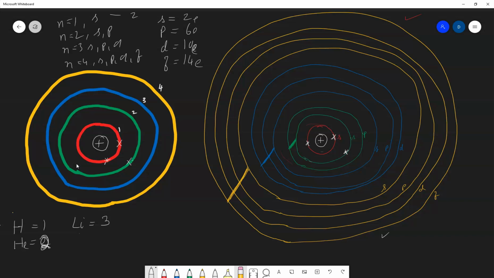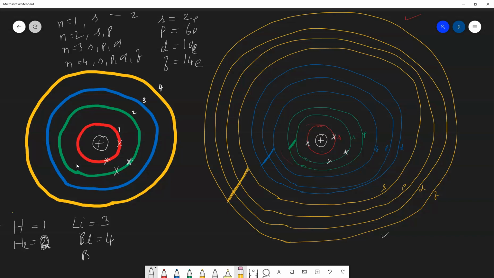Now after lithium you have beryllium, which has 4 electrons. You just have to fill the s orbitals. So 2 will go in the first shell s orbital, and the remaining 2 have to go in the s orbital of the second shell. The way you show it is you put 2 electrons in shell number 2.